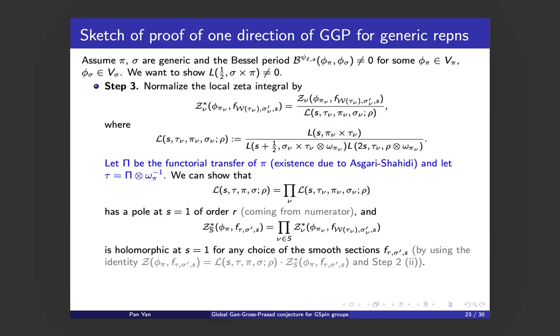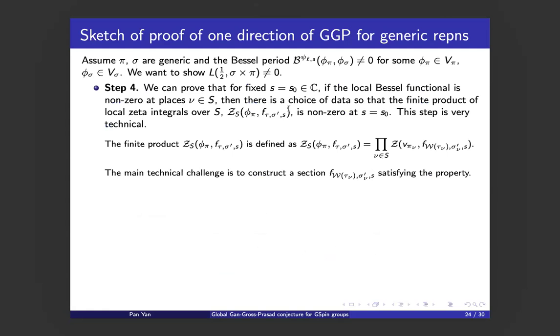And we can also show that the local normalized integral over places in capital S is holomorphic at s equals 1 for any choice of smooth sections. And this step is proved by using the identity that the global zeta integral can be written as the completed script L times the normalized local integrals over places in capital S, and also using step 2, part 2. Okay, so that's step 3.